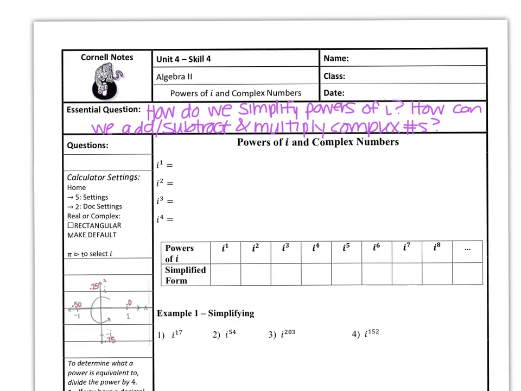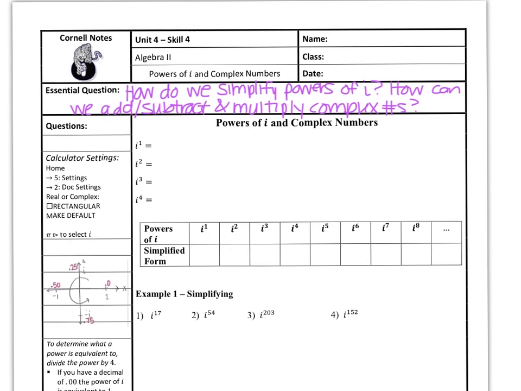We can actually ignore these calculator settings off to the left because you can type in i's no matter what. Unless your calculator is not a TI-Nspire, then you might need to put it in a plus bi form. If you don't have a TI-Nspire, let us know and we'll help you out with that. The first thing we're going to do is talk about powers of i.